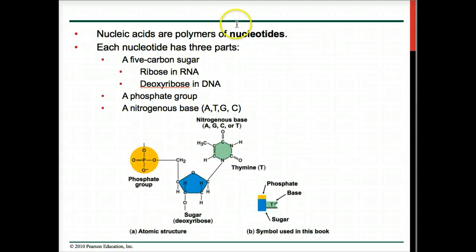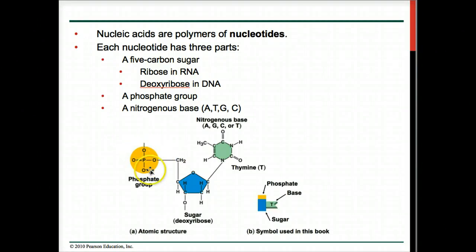Nucleic acids are polymers of nucleotides, and each nucleotide has 3 different parts. As you look at your nucleotide down here, each nucleotide has a 5-carbon sugar. So here's your sugar: 1, 2, 3, 4, 5. It's a ribose sugar in RNA. It's a deoxyribose sugar in DNA, and we'll talk about that structure more specifically in future chapters as well.